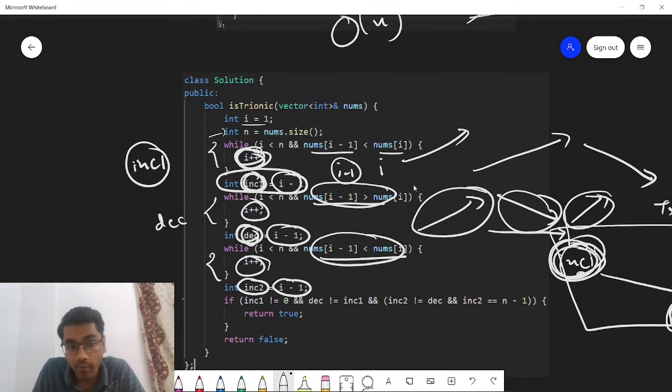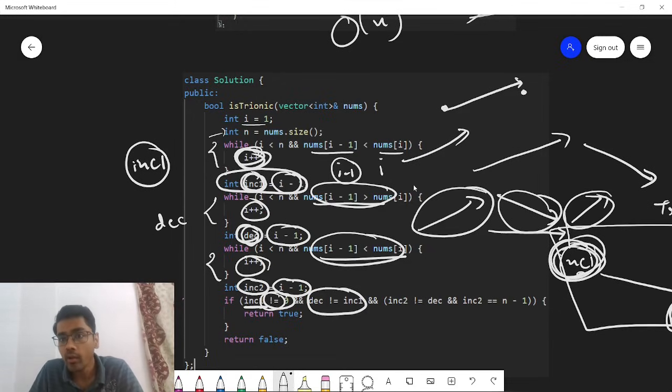So we can check whether this inc1 is not equal to 0, because if it is equal to 0, that means we didn't get the first increasing part, so it should be greater than 0, right? And this dec should not be equal to inc1, because let's say inc1 is here. Now we need to find the strictly decreasing part. Now if the dec is also here only, that means we didn't get any strictly decreasing part. It should be greater than this inc1, right? So then only we will get the strictly decreasing part. So whether this dec is not equal to inc1 or not.